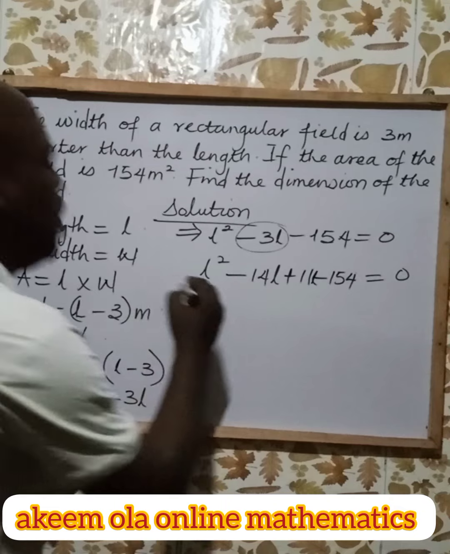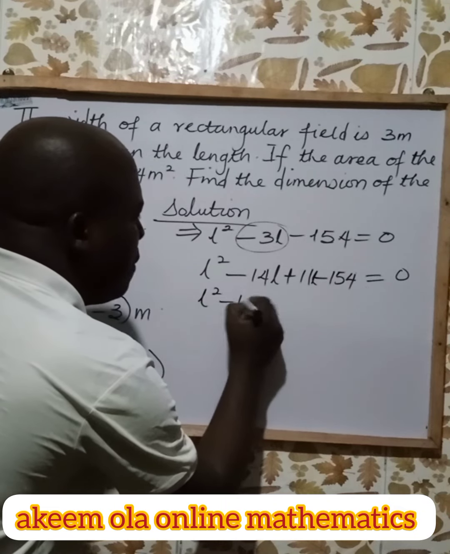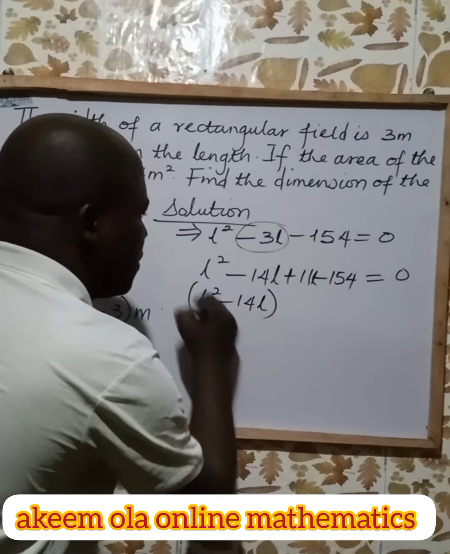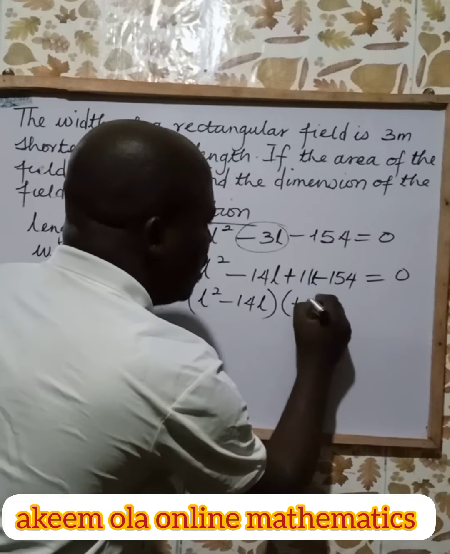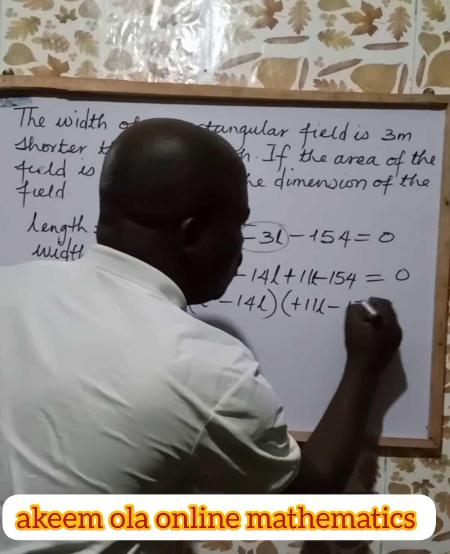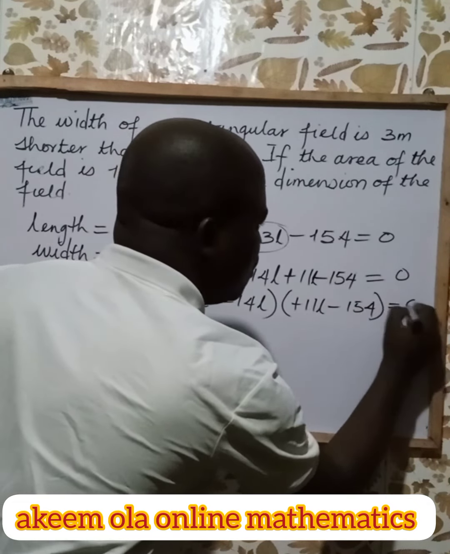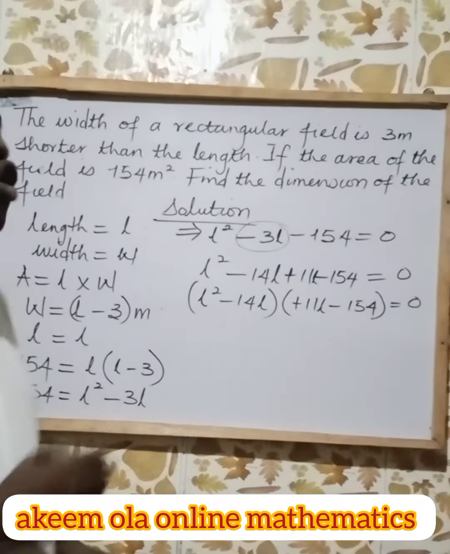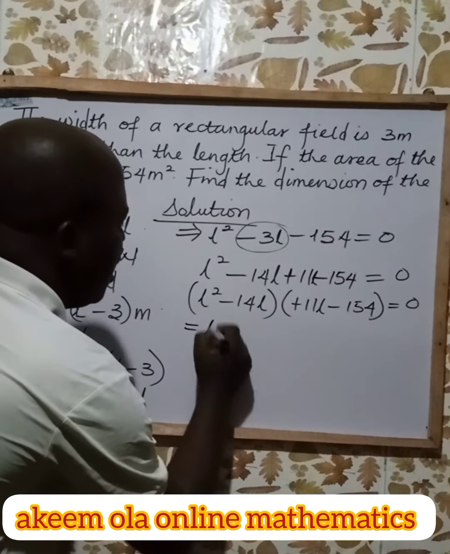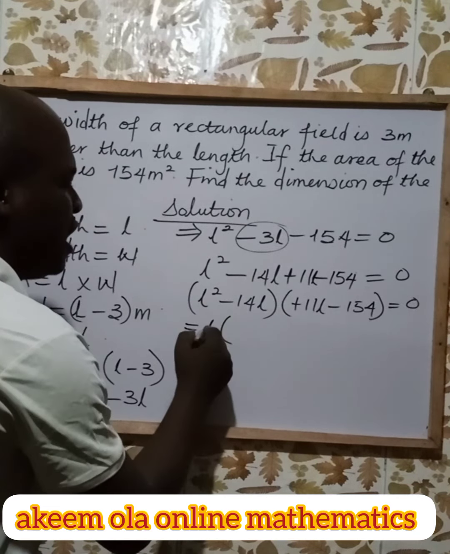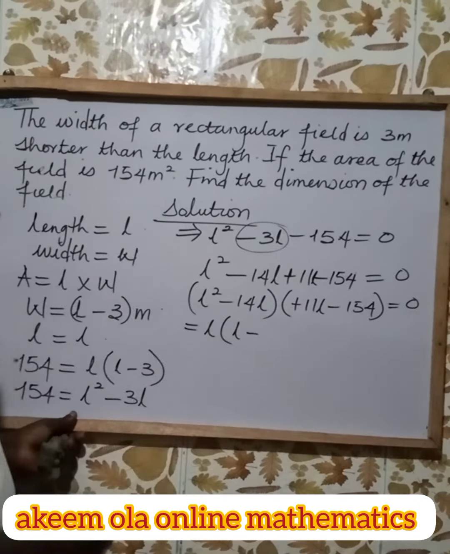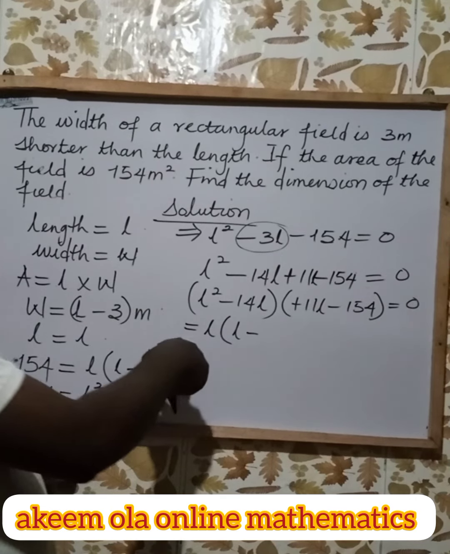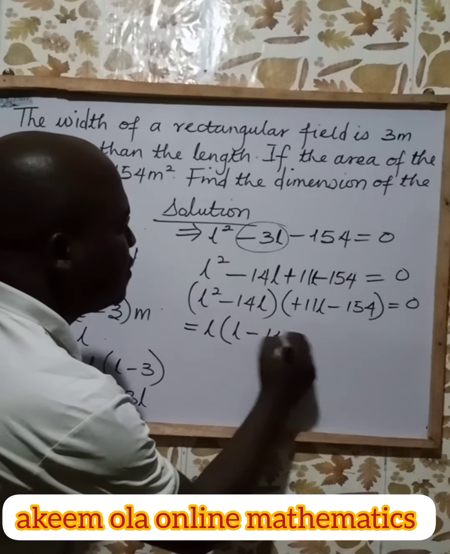If you pair them together, you have L squared minus 14L, plus 11L minus 154 is equal to 0. Look for what is common here. If you check very well, you will notice that L is common. You can take it out. L into L squared divided by L, we have L, minus 14L divided by L, we have 14.